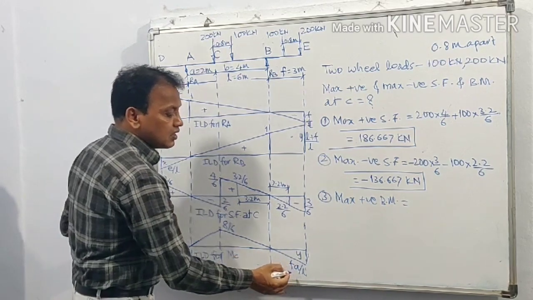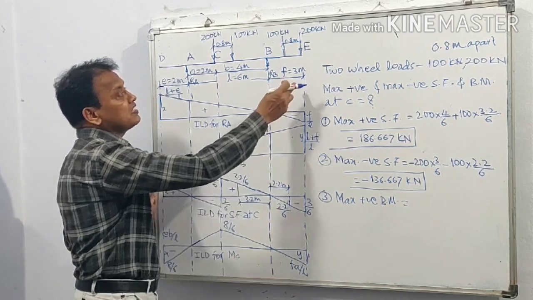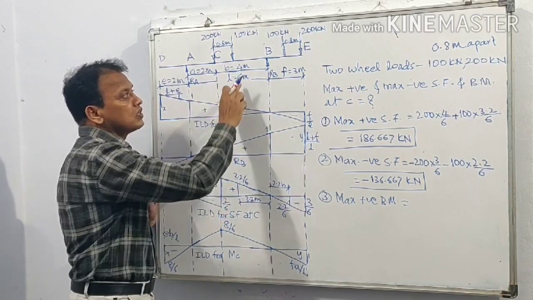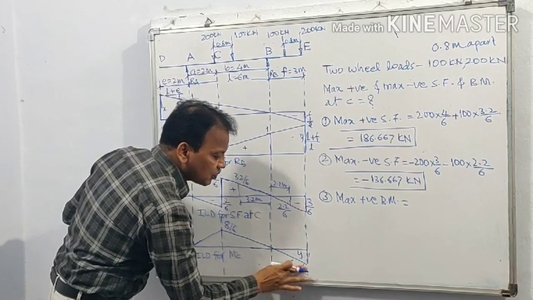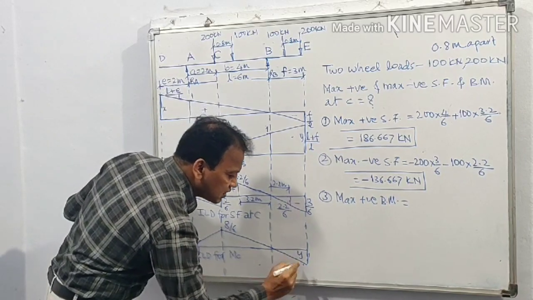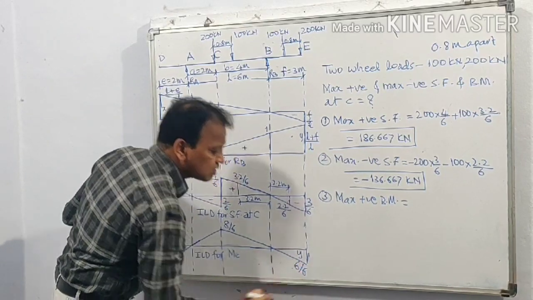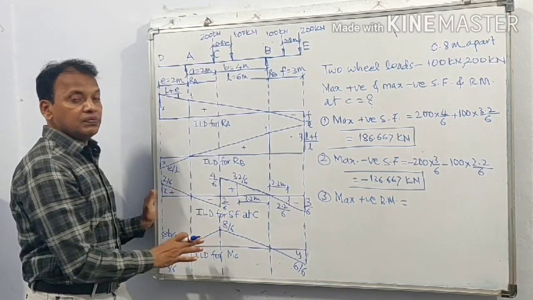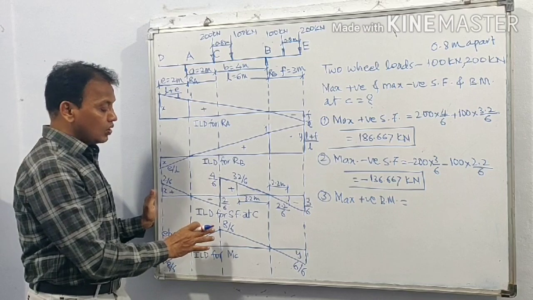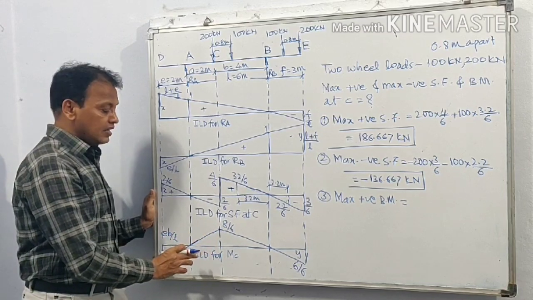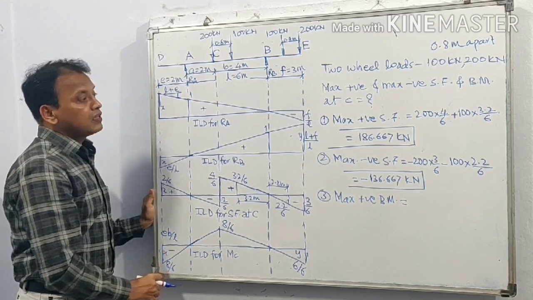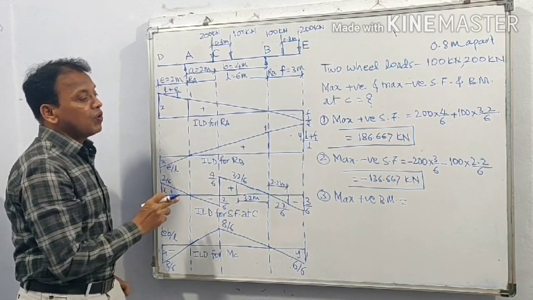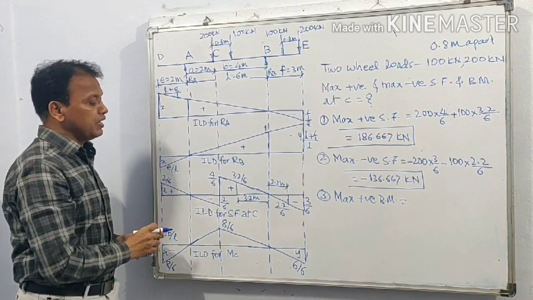This ordinate is FA upon L. F is 3, A is 2, 3 into 2, 6, divided by 6. Therefore this ordinate is 6 upon 6. We have found all ordinates of the influence line diagram for bending moment at C. Now we want to find the critical position of these two moving loads for maximum positive bending moment.